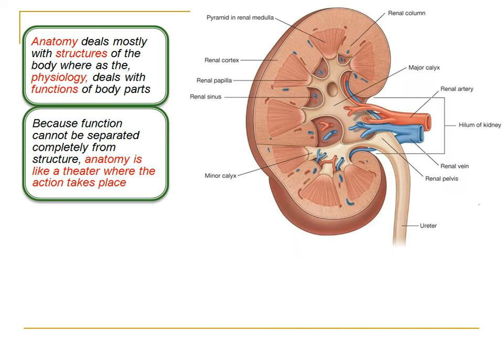So over here I have shown you one picture of the kidney, where we can see that this is the cortex of the kidney, and in the medulla we can see the renal pyramids, and this is the area called the hilum, and in the hilum we can see different structures like the renal pelvis and the blood vessels. So these aspects of the kidney, the cortex, the medulla where the renal pyramids are present, and the hilum where the neurovascular structures along with the pelvis are present, are studied in anatomy.